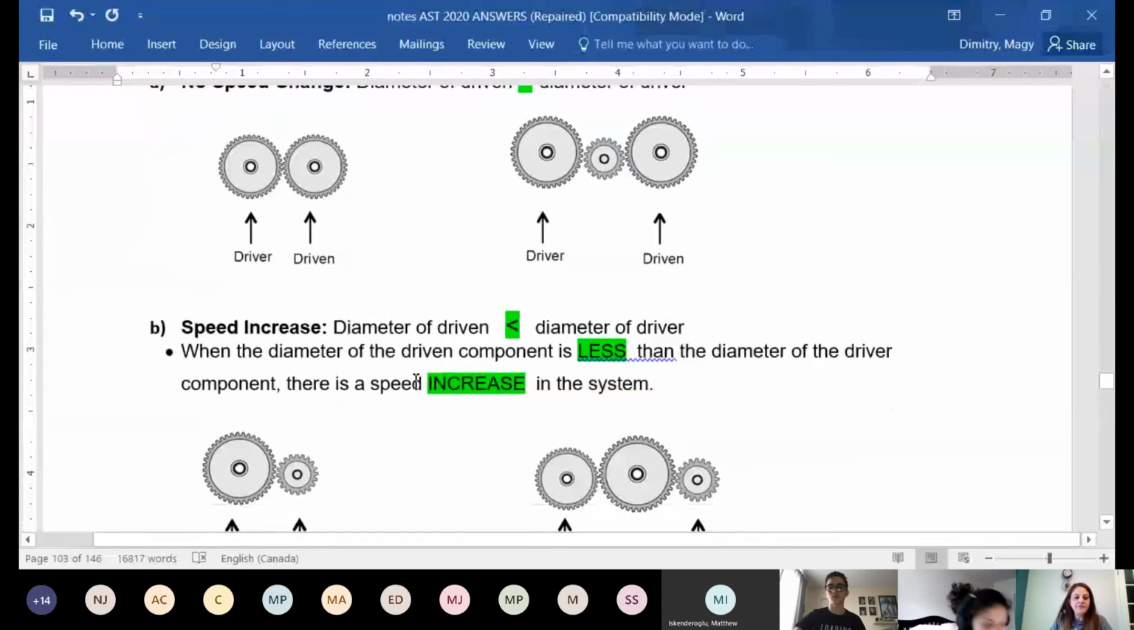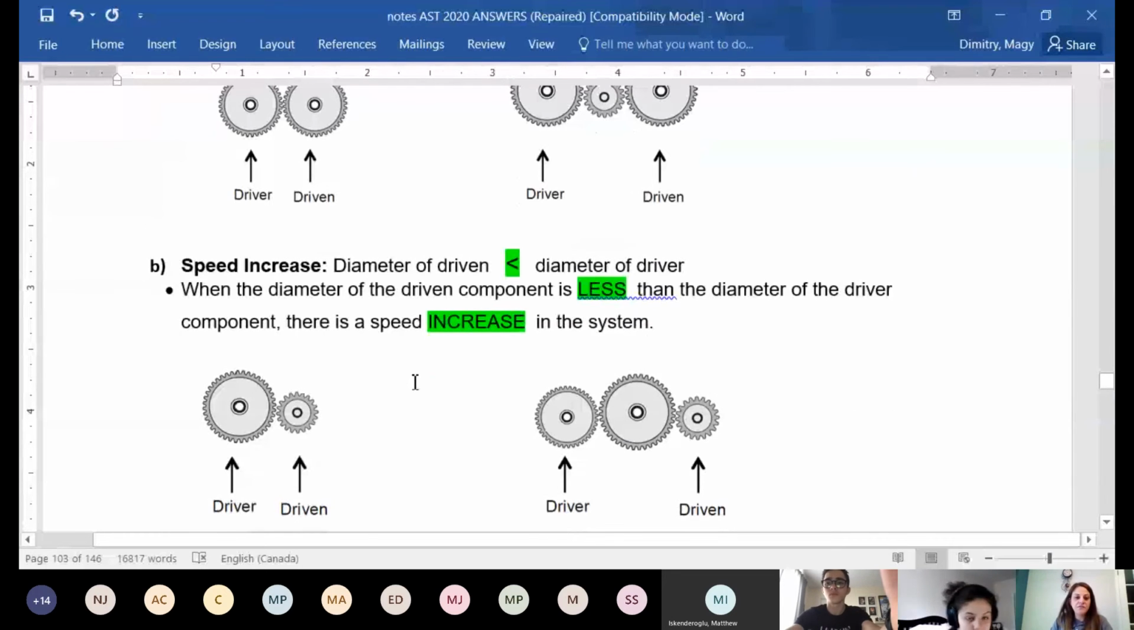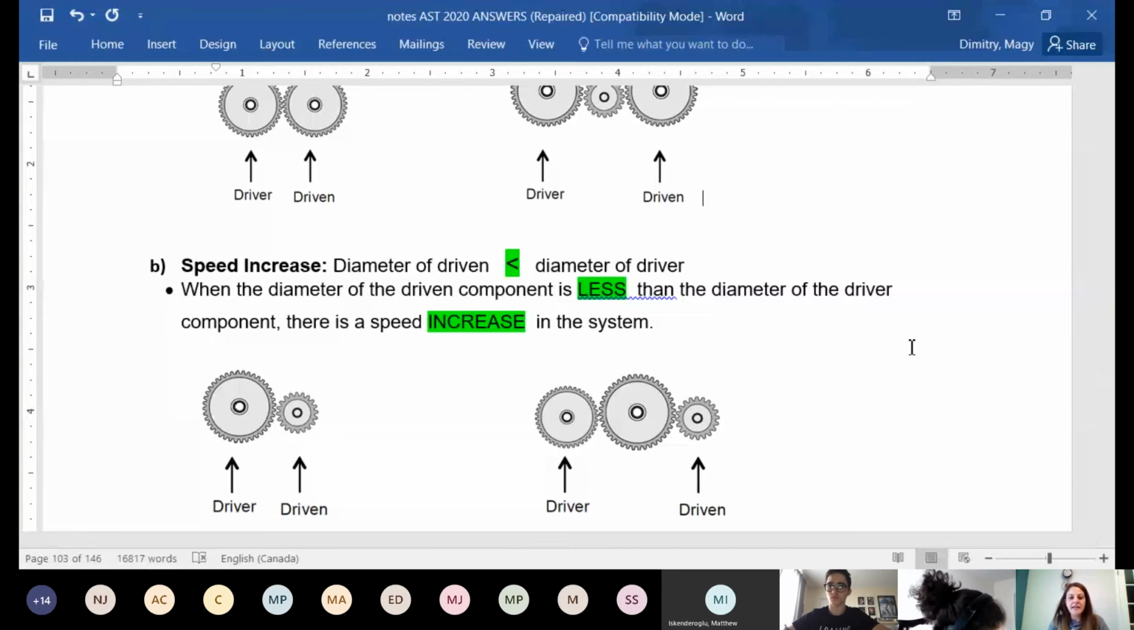Now, in the event that there's a speed increase, if you want it to go faster, the diameter of the driven would be smaller than the diameter of the driver. When the diameter of the driven component is less than the diameter of the driver, there is a speed increase. It's like that tiny gear that you guys paid attention to. You told me that it goes faster.